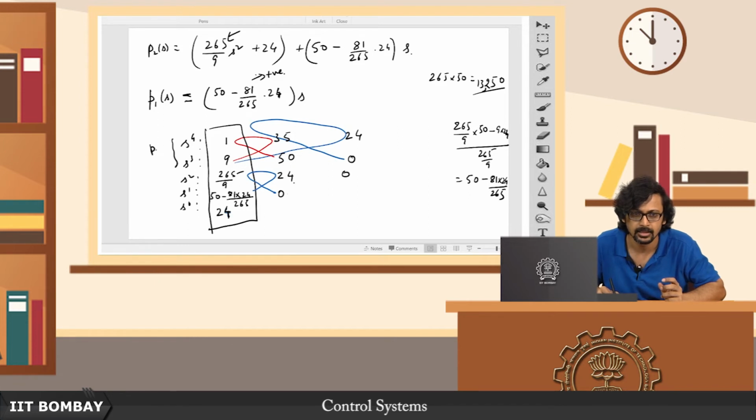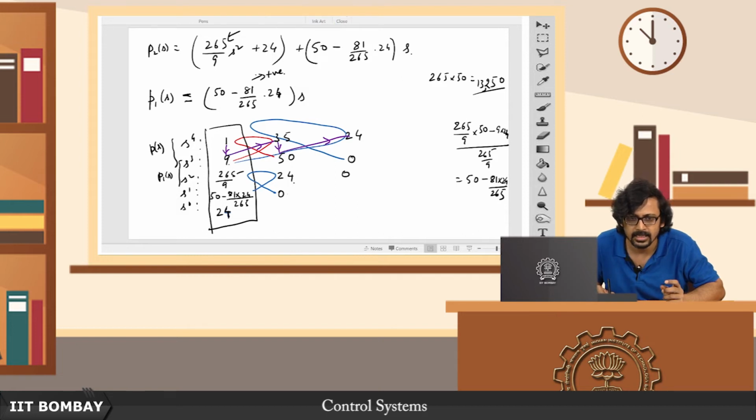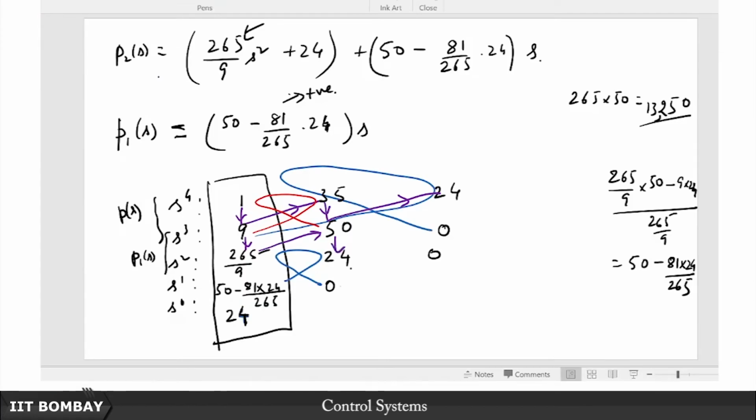If you combine this, you get P(s). So it's s to the power 4 plus 9s cubed plus 35s squared plus 50s plus 24. So again, let me remind you of that zigzag fashion that we go about. Let me use a different color, right? So we go about reading off the coefficients in this pattern, and we get P(s). Then if you want to get to P1(s), you consider these two and you get P1(s). How? Again, you read off the coefficients in the same fashion. So it's 9s cubed plus 265 by 9 s squared plus 50s plus 24.